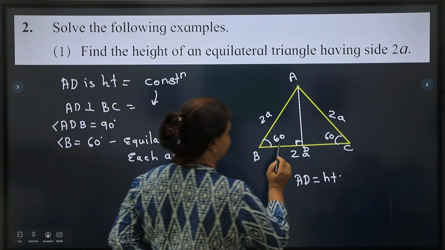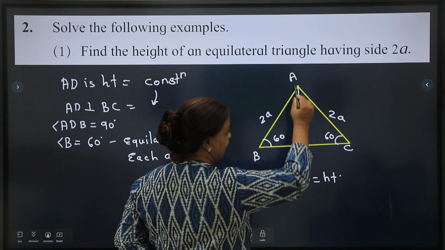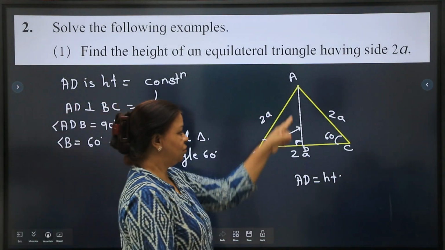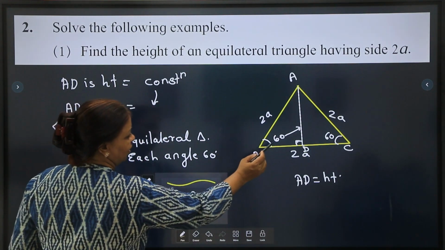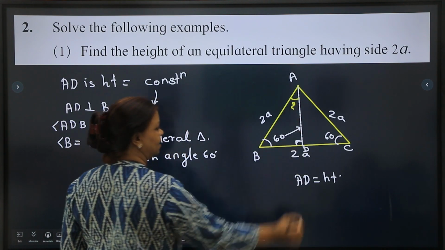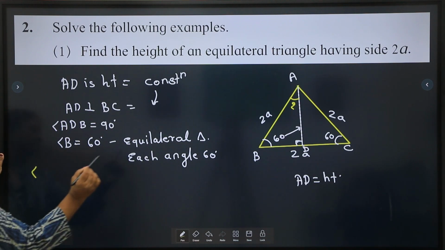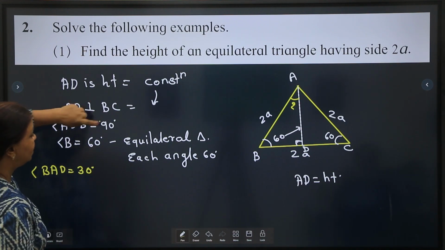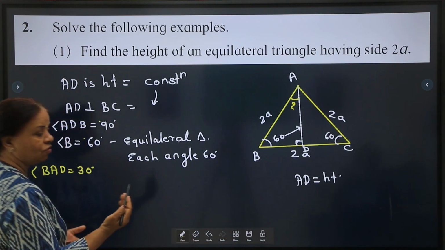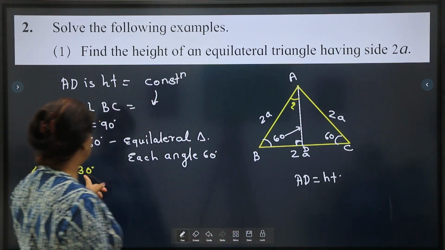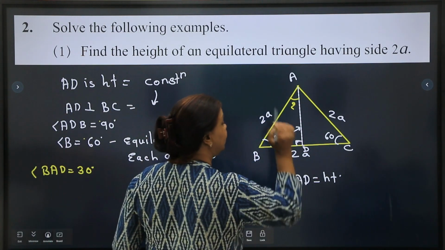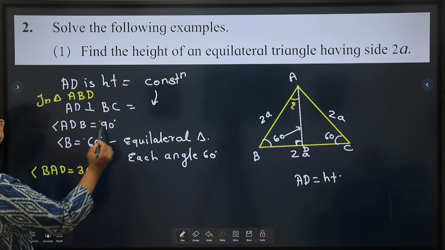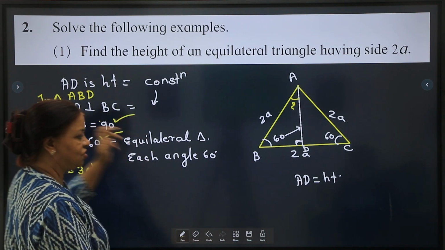Now in this triangle, we know this is 60 degrees and AD is the side opposite to 60 degrees. If this is 60 and this is 90, we can find the third angle, angle BAD. Angle BAD will be 30 degrees because 90 plus 60 is 150, and for 180, 30 is needed. In triangle ABD, one angle is 90, one is 60, so the third angle will naturally be 30 degrees.